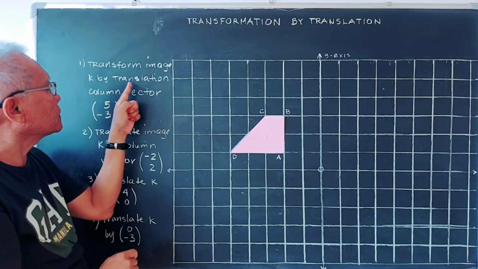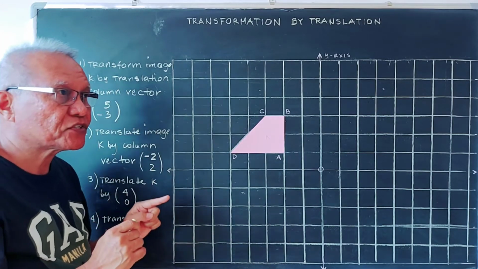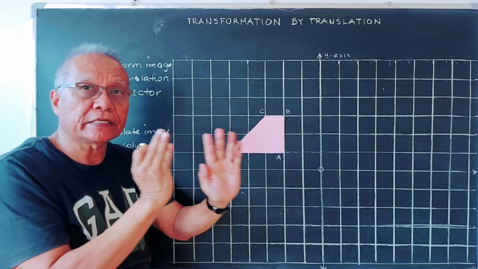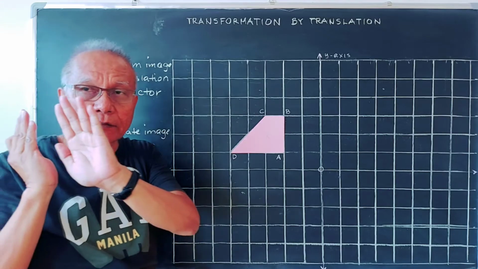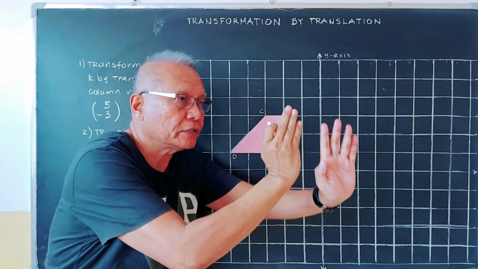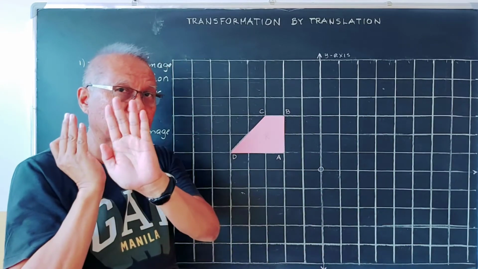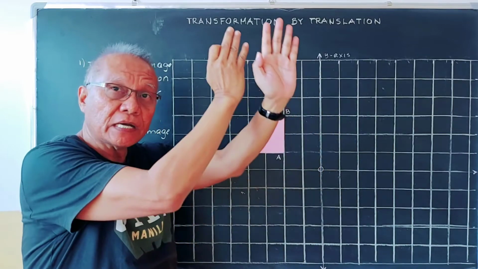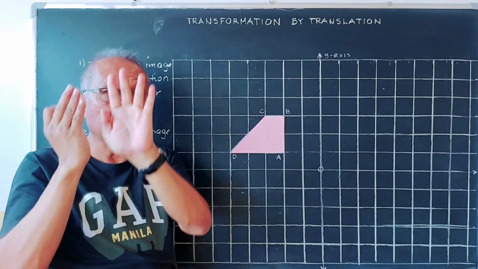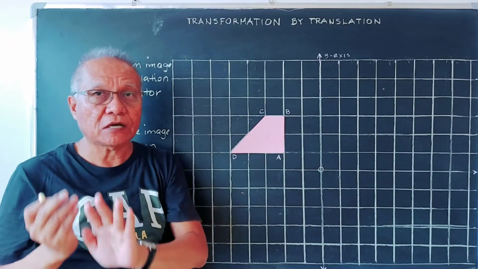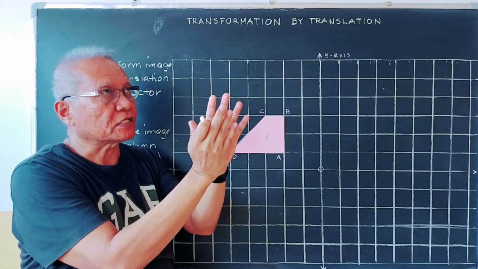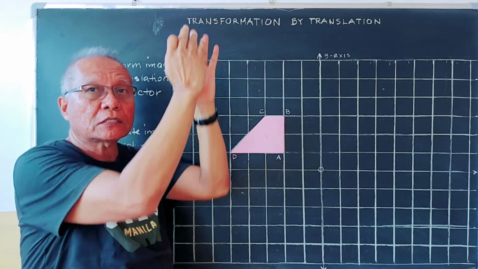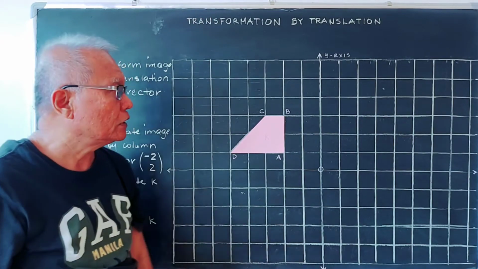When we say translation, in layman's terms, it is sliding. We are just sliding our image. Like for example, we slide it here and then down, or we slide it here and then up, or to the left, up, or to the left, down, or the image does not move. It may just move upward or downward.